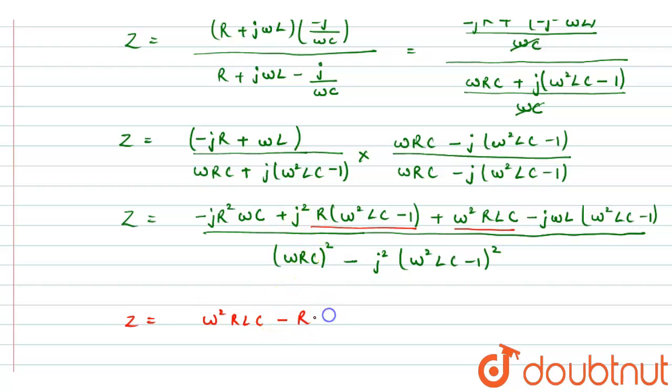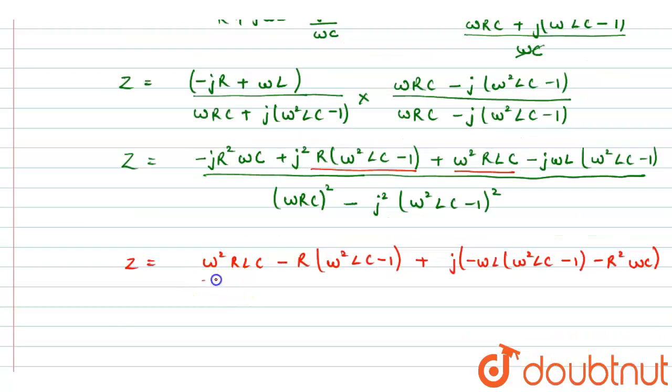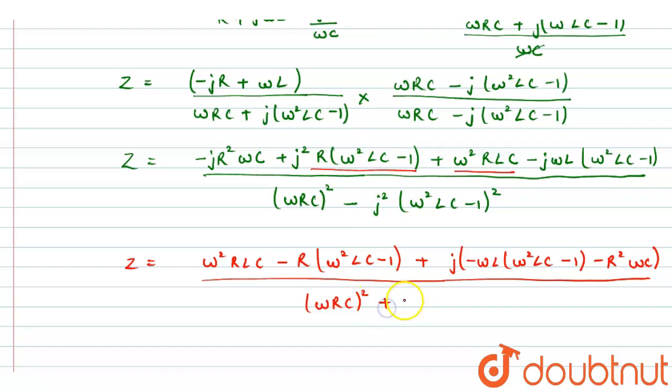So this will be minus R times omega square LC minus 1, and further we can write the imaginary part, taking j common, so we have omega L minus omega L into omega square LC minus 1, and we have here minus R square omega C, right? So I can write further, whole divided by omega RC whole square, and this would become plus 1, so plus omega square LC minus 1 whole square.